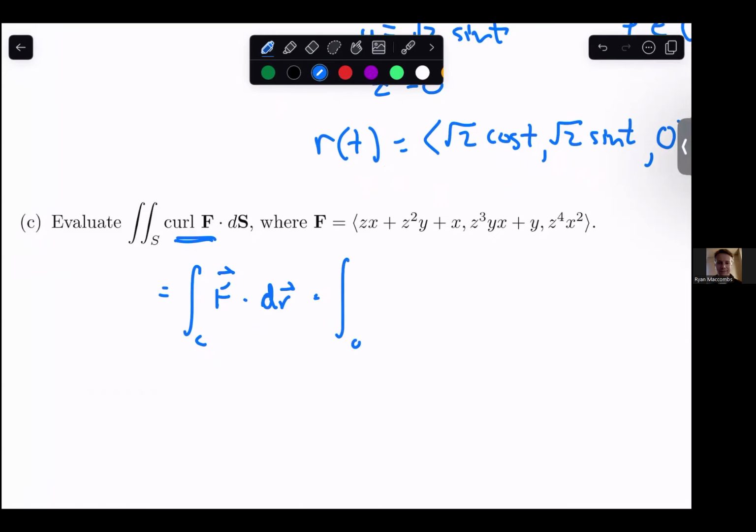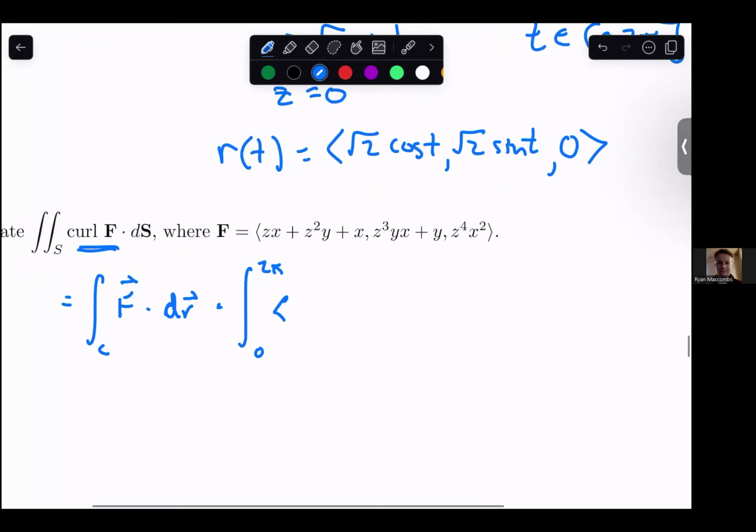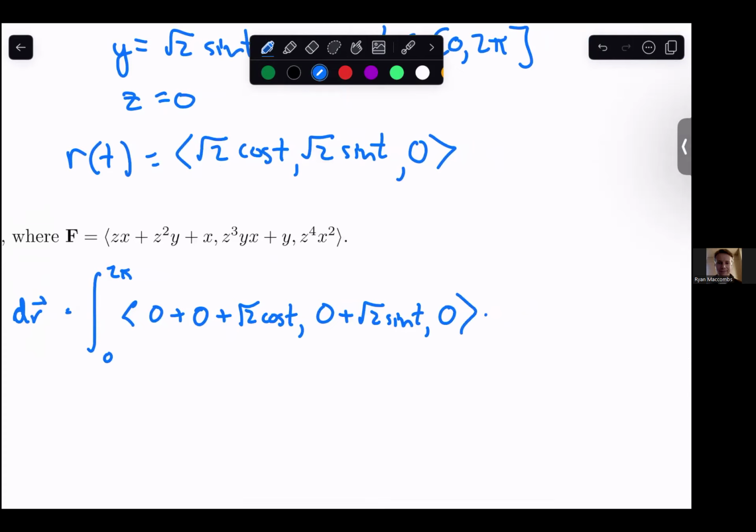So let's set this up. We know we're going to be doing an integral with respect to t, so that's going to be 0 to 2 pi. Let's see. Everywhere I see a z, I need to put a 0. So that's quite nice. 0 plus x, that's going to be root 2 cosine t. Next up, we have something with a z in it, and plus y. So that's going to be root 2 sine of t. And then finally, our third component is just 0. Okay, so that's quite nice. And then we're going to dot product that with r prime of t dt.